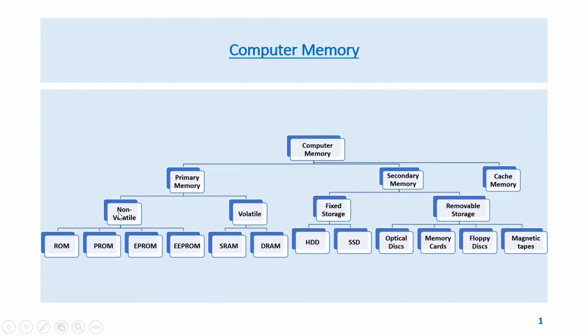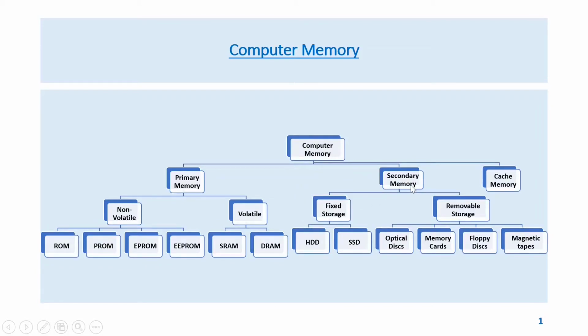Primary memory can either be non-volatile or volatile. The non-volatile primary memory is ROM, that is read-only memory, PROM, programmable read-only memory, EPROM, that is erasable programmable read-only memory, and EEPROM, that is electrically erasable programmable read-only memory. Volatile memory can be SRAM or DRAM. SRAM is static random access memory and DRAM is dynamic random access memory. So the normal RAM we talk about is this DRAM.